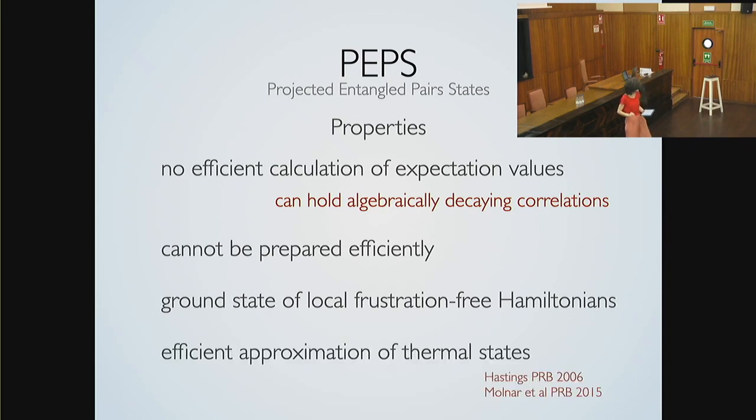And we know approximations to thermal states of Hamiltonians. But the properties are not so well understood for states. Yes?